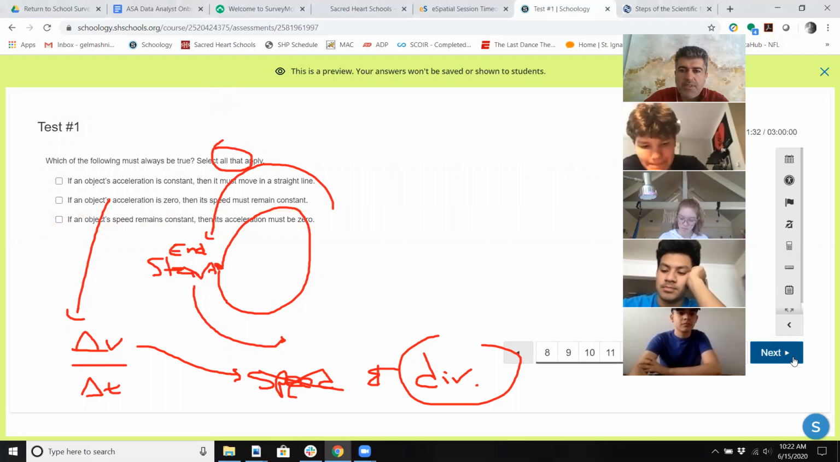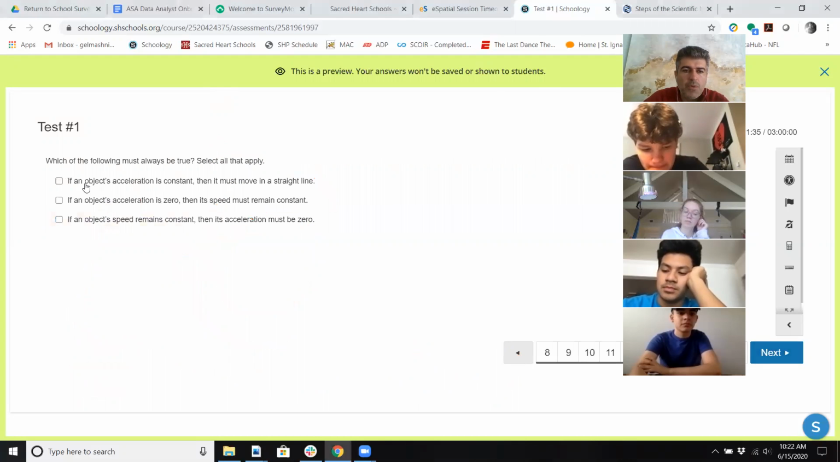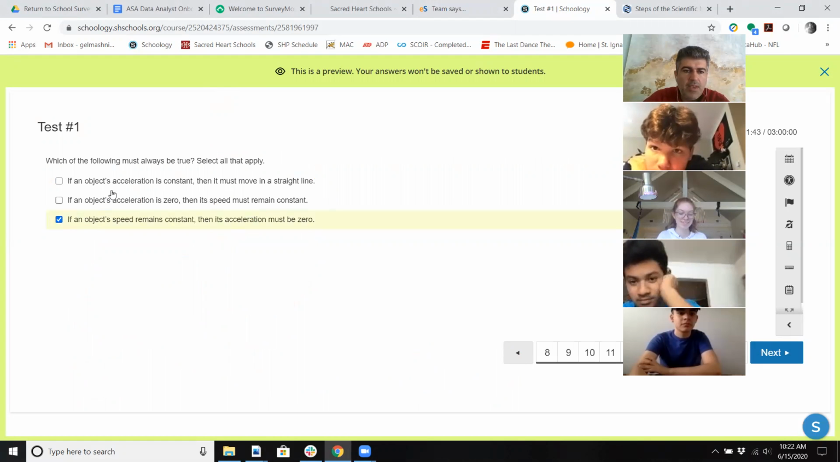And the next one's kind of similar. Which one must always be true? Well, of course, if your speed's constant, your acceleration is 0. We know this. So that's true. If acceleration is constant, no, we don't have to be in a straight line. It could be moving in a circle.